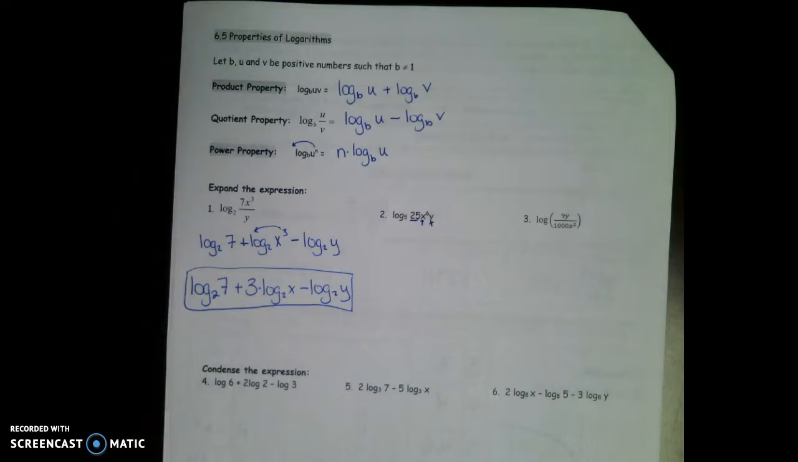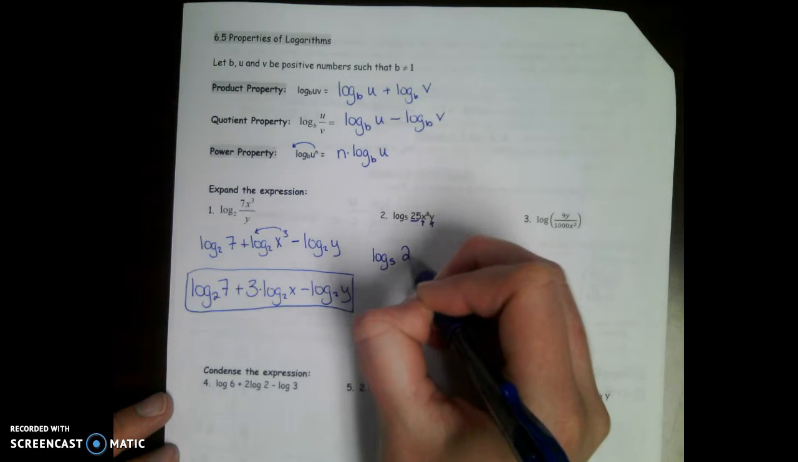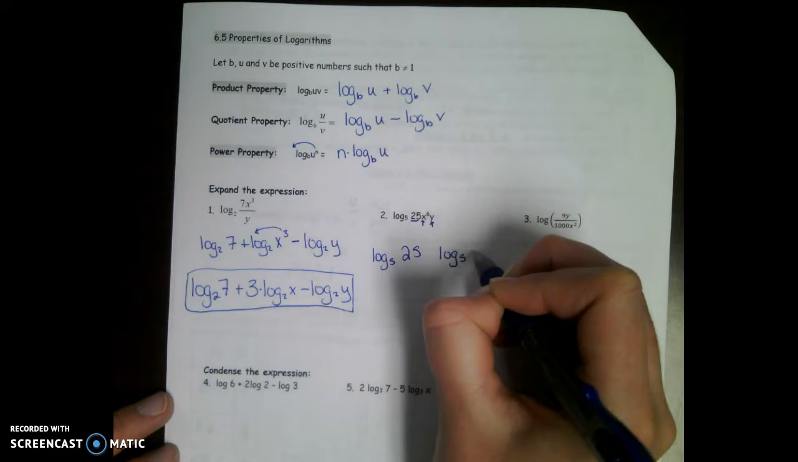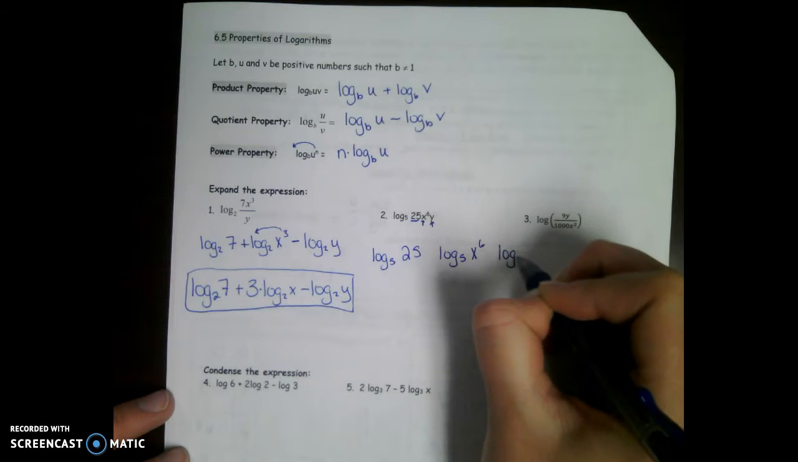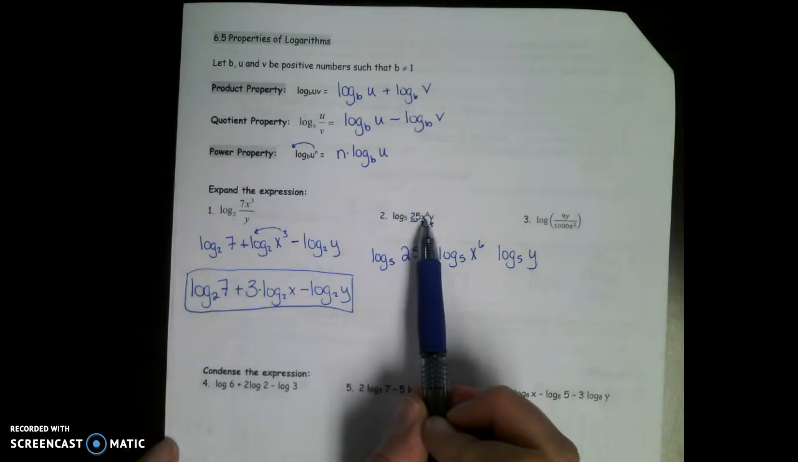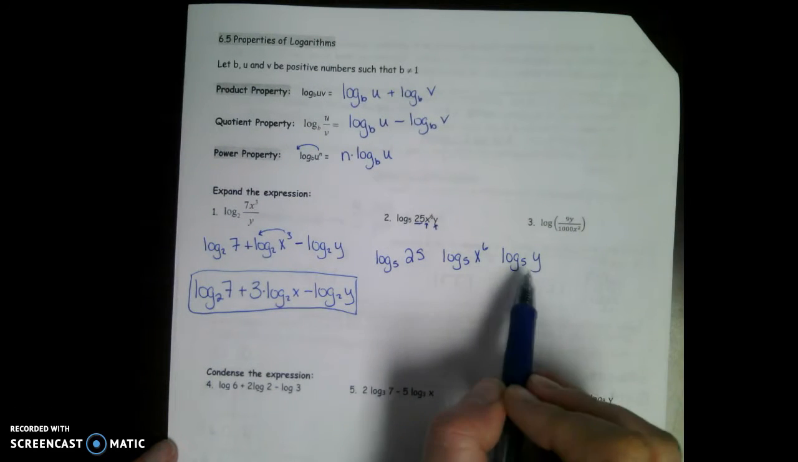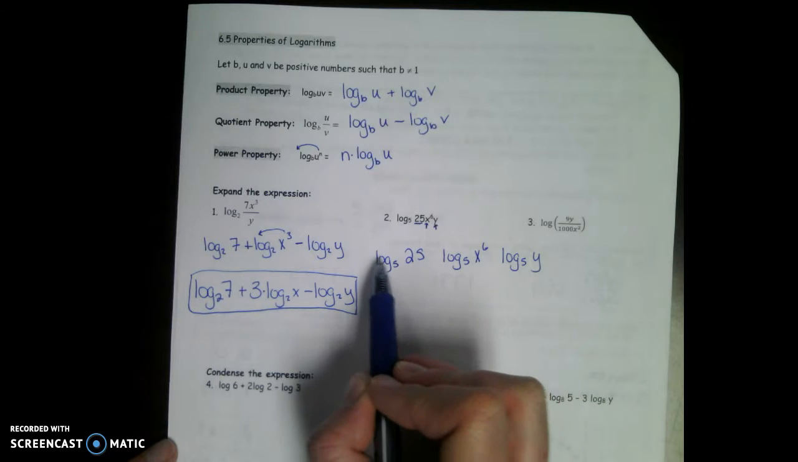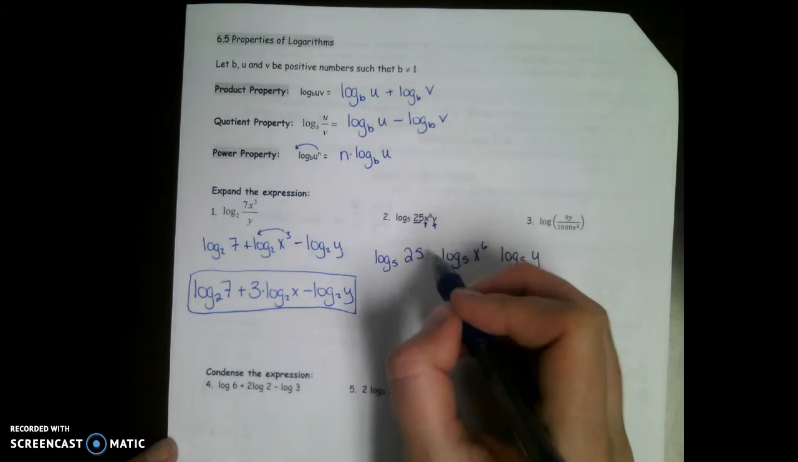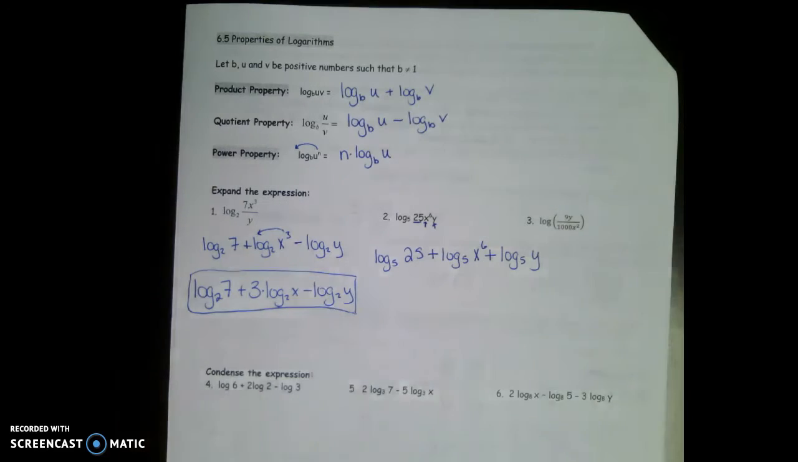And that's done. So number 2, there are 3 things. There's the 25, the x to the 6th, and the y. So I'm going to write log base 5 of 25, log base 5 of x to the 6th, log base 5 of y. These things are all multiplication. There's no denominator, there's nothing on the bottom, so all of these logs need to be positive. The first one's positive because it's just assumed that the first one's positive. We need to put a plus in front of log base 5 of x to the 6th, and we need to put a plus in front of log base 5 of y.